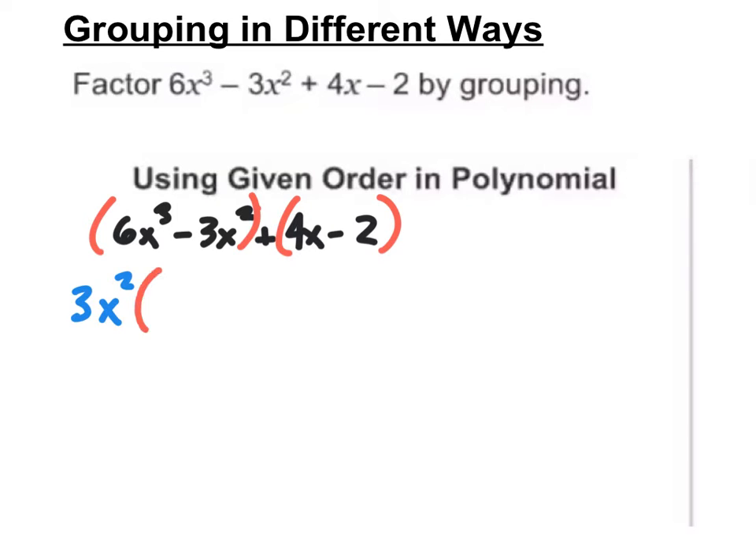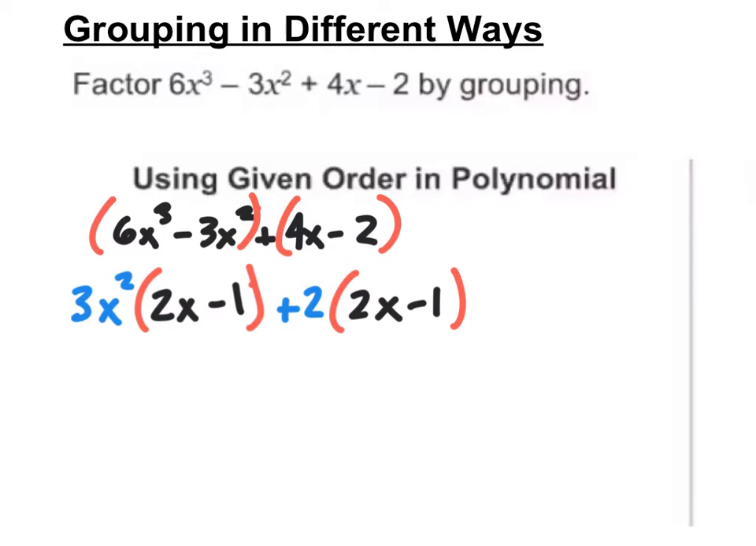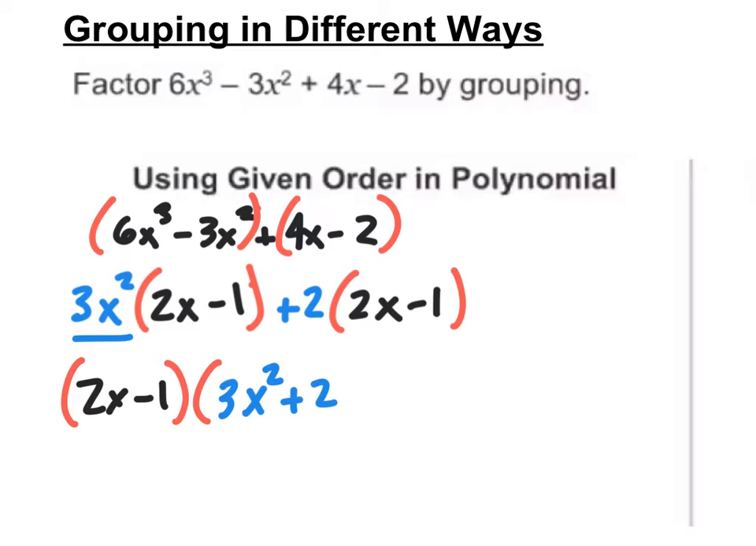And I'm left with a 2x and then minus 1, okay? And then over here, I can factor out a 2. So if I factor out a positive 2, then I'm left with just a 2x minus 1. At this point, I have a common binomial here, the 2x minus 1, which I can now factor out. And so I'm left with the quantity 2x minus 1, and then what's left, which is 3x squared and a plus 2. And that's it, and this is my answer, all right?